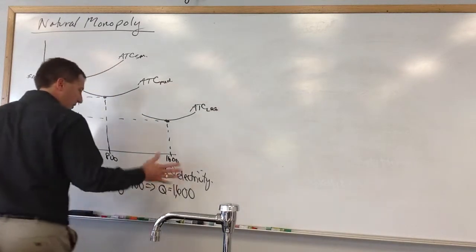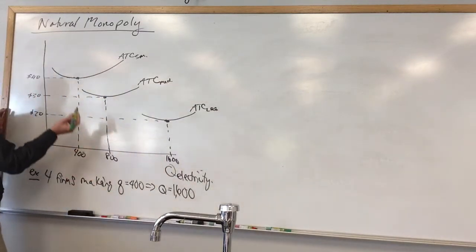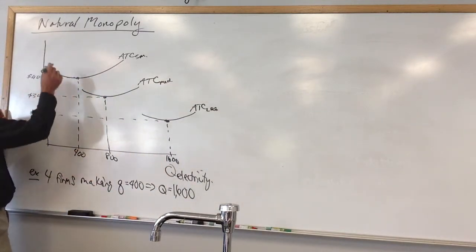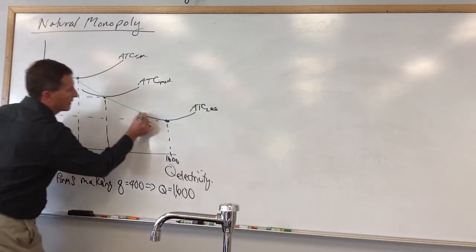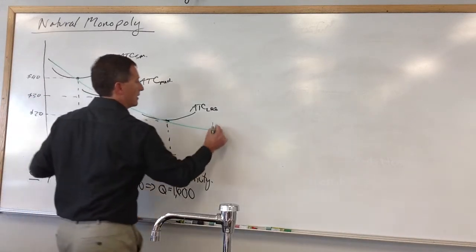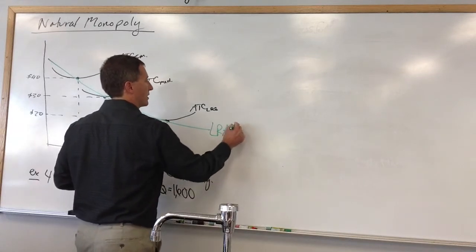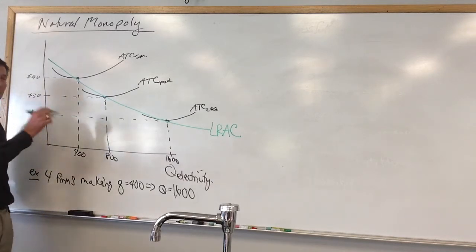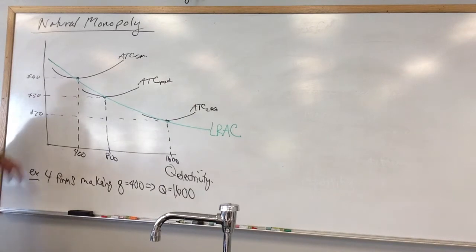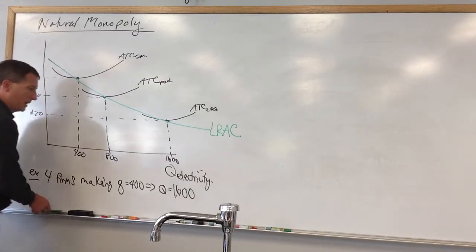All right, so the picture that we drew last time, we can think about the long-run average cost curve for the industry looking something like this. Long-run average costs are going down. So that creates potentially a natural monopoly.